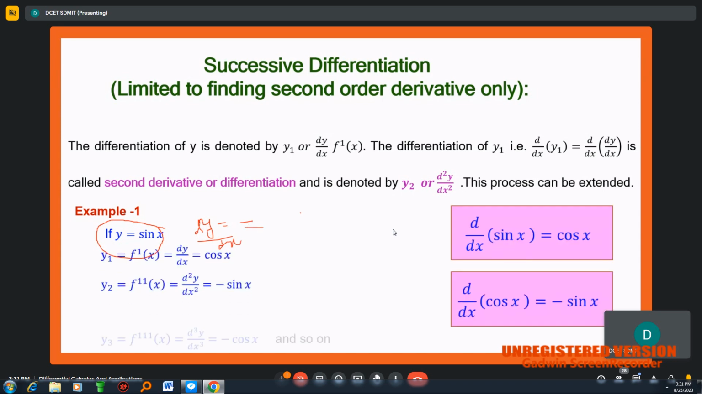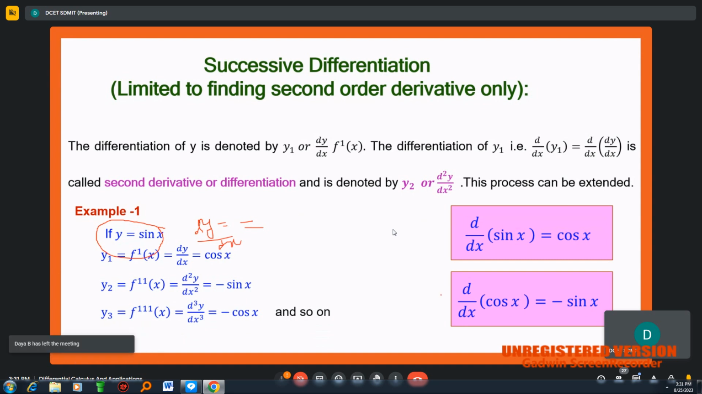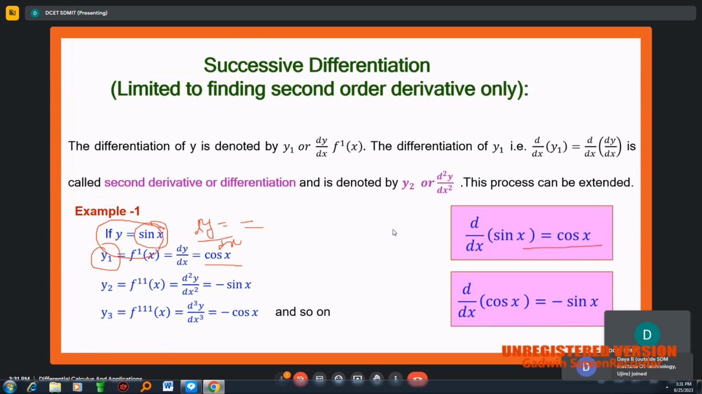Differentiation of sin x. What's the differentiation of sin x here? Differentiation of sin x is cos x. Now see here, when we are differentiating y with respect to x, what we are getting? f dash of x. f dash of x is nothing but dy by dx. What is the differentiation of sin x? Differentiation of sin x is cos x.